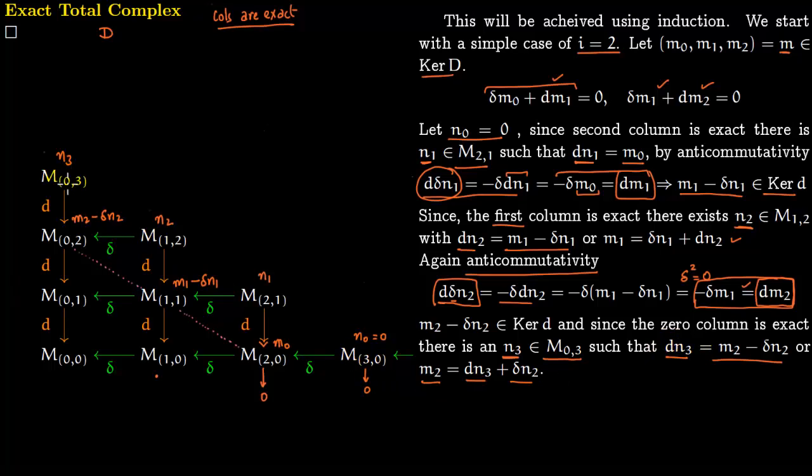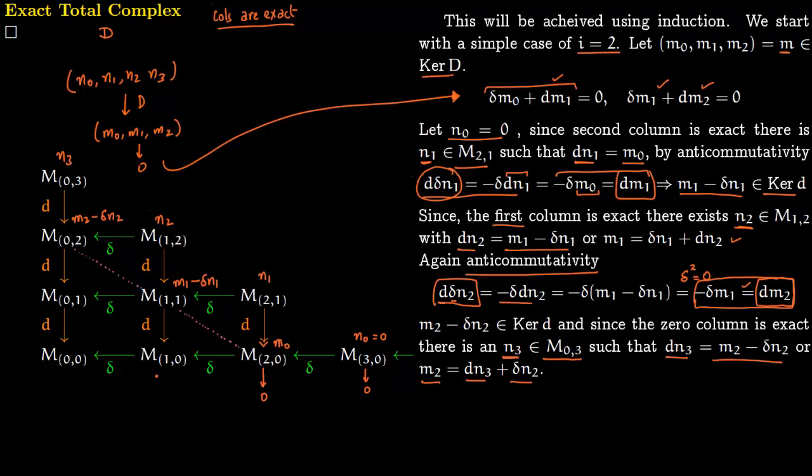Now let us check that we have properly lifted it up. So we have been able to lift this m0, m1, m2 to these elements n0, n1, n2, n3. So we have to check this. We should apply d to it and should get m0, m1 and m2, because we first said that these elements get mapped to 0 from here. So you are able to lift it up.